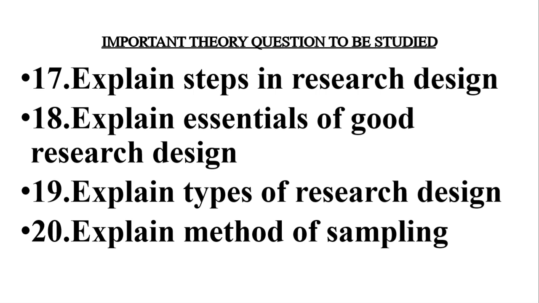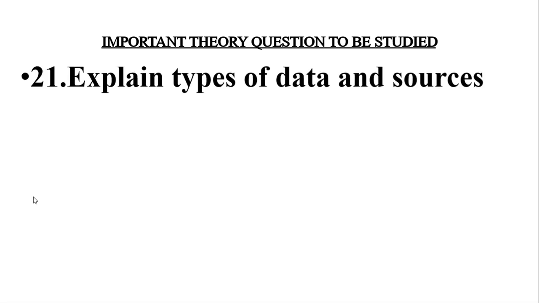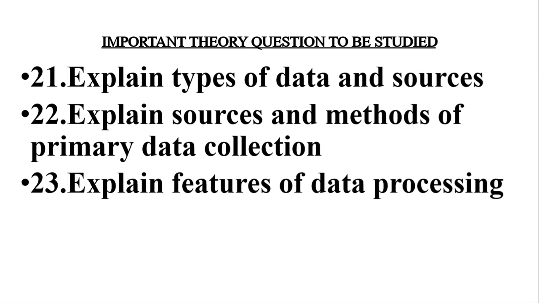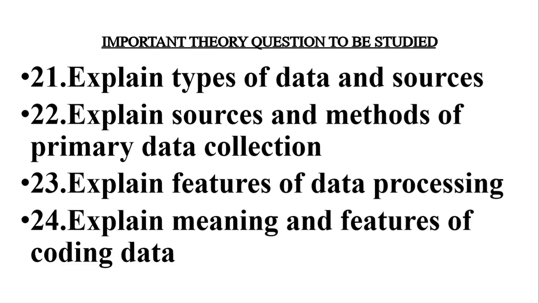Now the sampling part starts. So explain the method of sampling. Okay, next, explain the types of data and the sources from where you can collect those data. Next, explain the sources and method of primary data collection. Explain the features of data processing. And fourth, explain the meaning and features of coding of data.